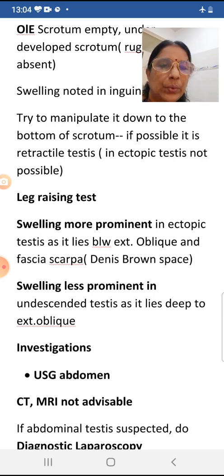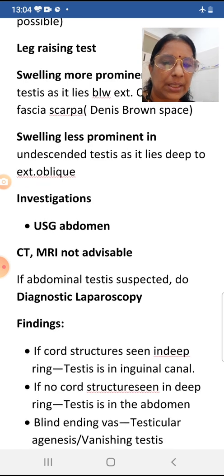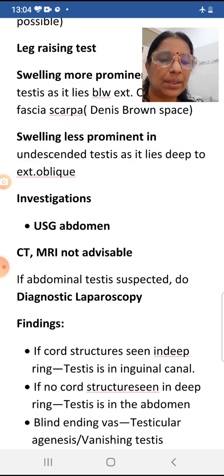Then what investigations do you do to confirm your diagnosis and to find out where the testis is? Ultrasound abdomen is the best investigation. CT and MRI are not advisable. If an abdominal testis is suspected, it is better to go for a diagnostic laparoscopy, by which you can diagnose the position of the testis and at the same time do the surgery also. Because nowadays laparoscopic assisted orchidopexy is the best technique. So while planning for the laparoscopy, you can plan the surgery also.